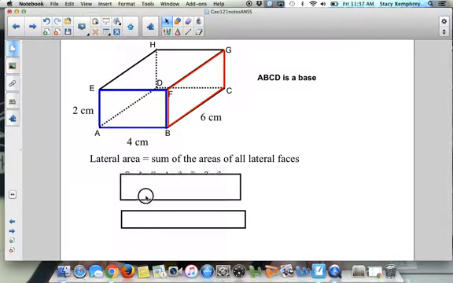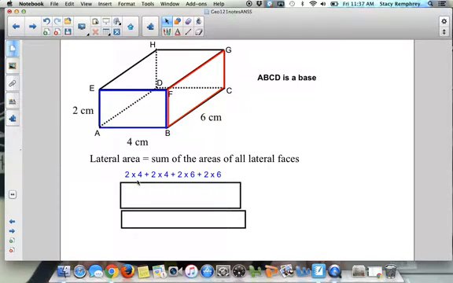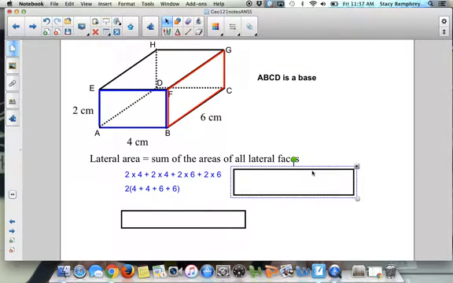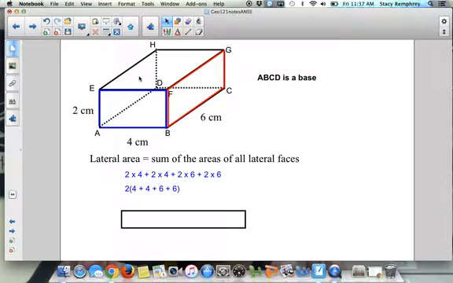All right, when you did that, you should have gotten a 2x4 rectangle, and another 2x4. That's the blue one and the corresponding one back here. The red one is a 2x6 and the corresponding one here. When you add all those together, you get 40. But you can do that every time, find the area of all the rectangles and add them together.